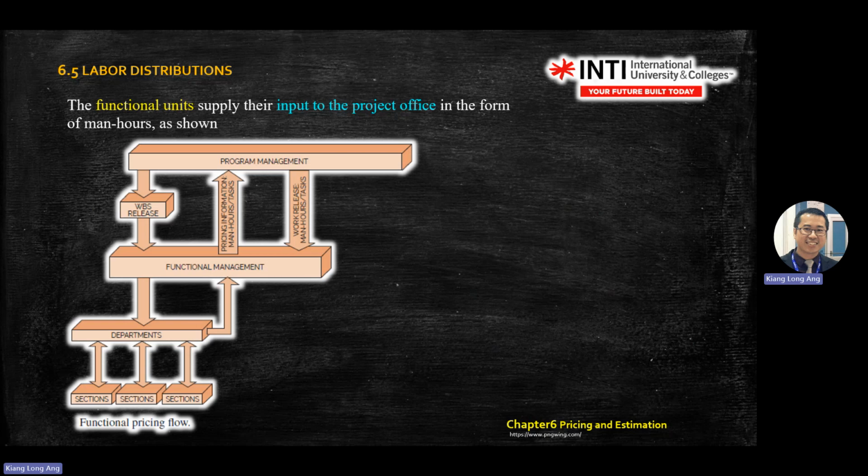Okay, so WBS level 4, 5, 6 is over here, then 1, 2, 3 is over here. Okay, so program management, WBS release, then it will have pricing information up and down.